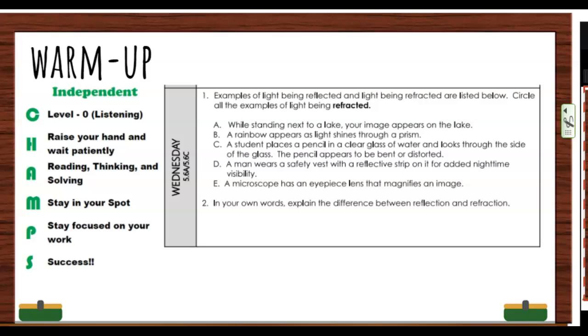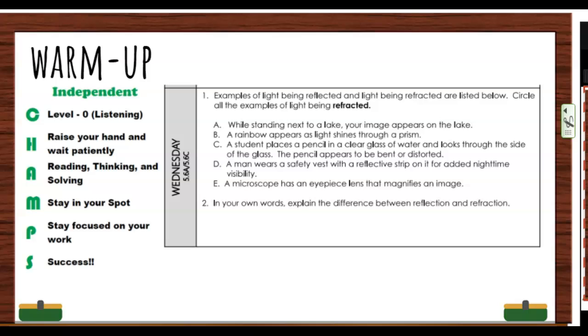A. While standing next to the lake, your image appears on the lake. B. A rainbow appears as light shines through a prism. C. A student places a pencil in a clear glass of water and looks at the side of the glass. The pencil appears to be bent or distorted. D. A man wears a safety vest with a reflective strip on it for added nighttime visibility. E. A microscope has an eyepiece lens that magnifies an image.